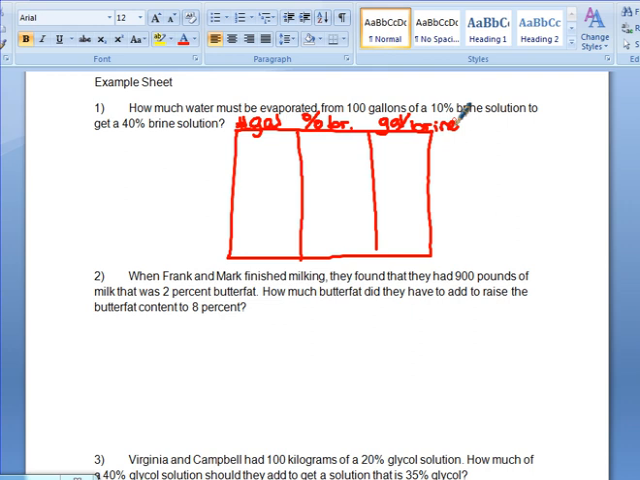Keep in mind in these problems, we start off with a specific amount and we're taking something away. Now in this, we're given the amount that we start with. We are given 100 gallons of a 10% brine solution, so this is our original solution. We want to know how much water is going to be taken away, so our second box is going to be the water that is being taken. And then down here we have our final mixture.